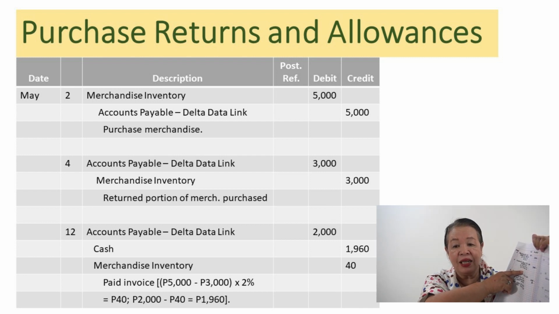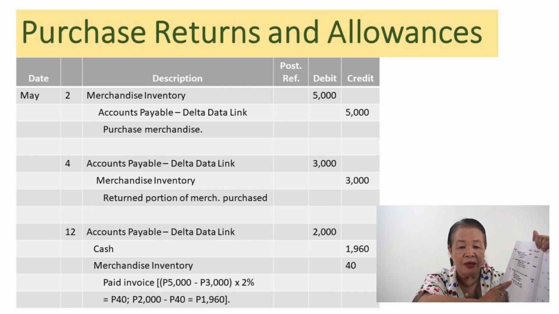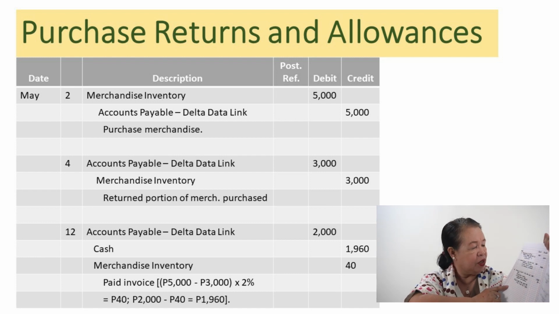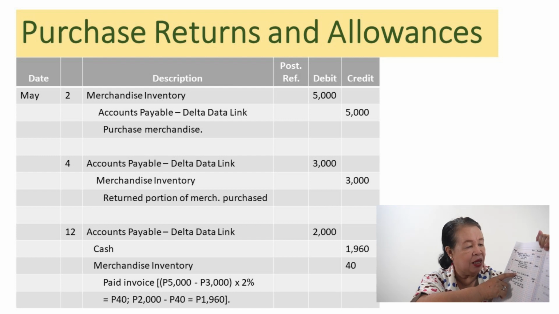Kasi yung binenta nila, portion nun, ibinalik. No? Magkano binili? 5,000. Magkano binalik? 3,000. So, magkano lang babayaran niya? 2,000. No? So, pagdating naman po ng May 12, binayaran ng Delta Link yung kanyang utang na 2,000. No? So, debit accounts payable, Delta Data Link. Bakit nag-debit tayo? Kasi ang accounts payable natin ay nagbayad na, no? I-debit natin para mawala na siya doon sa accounts payable and then we credit cash, no?